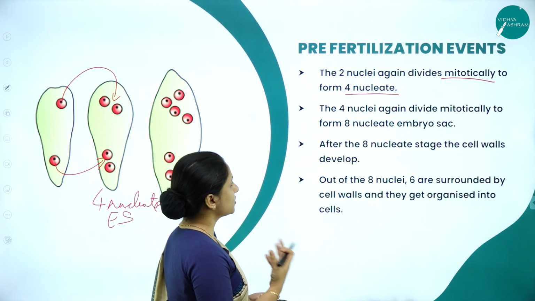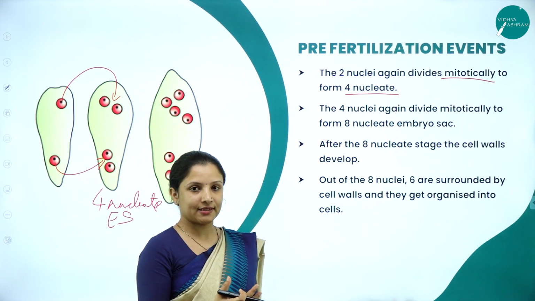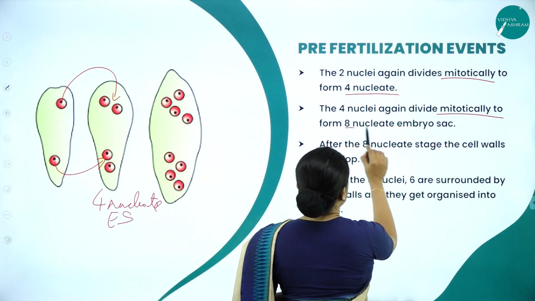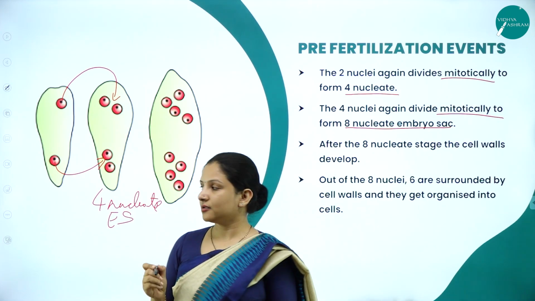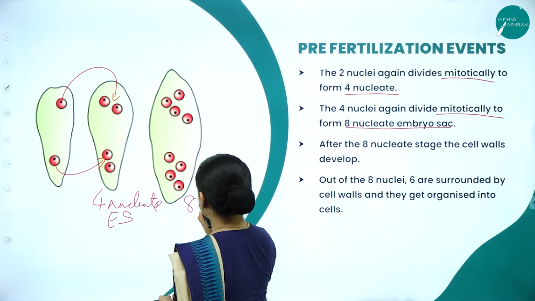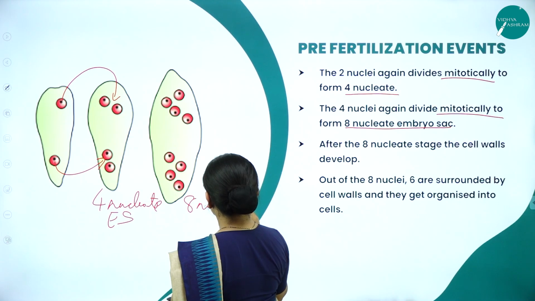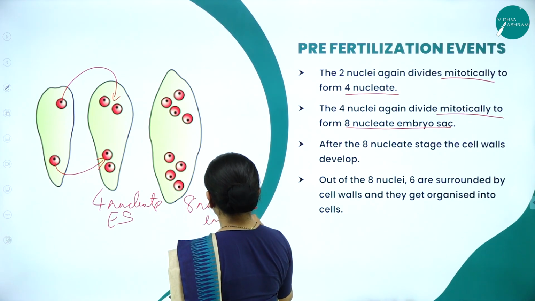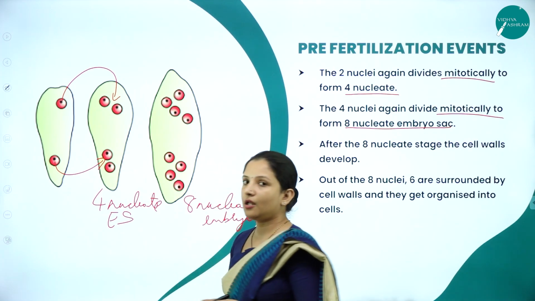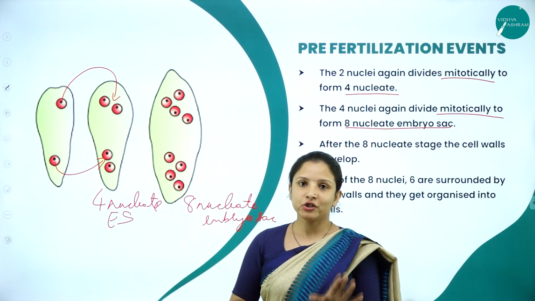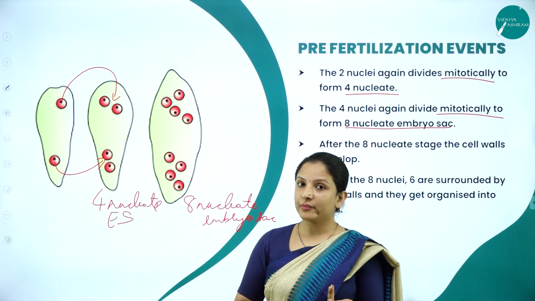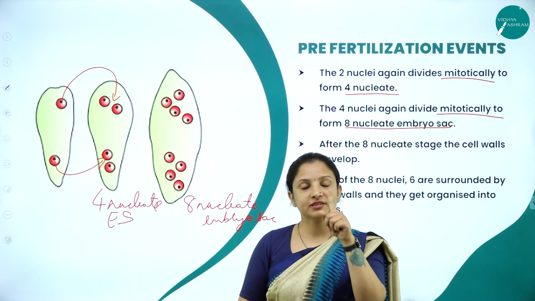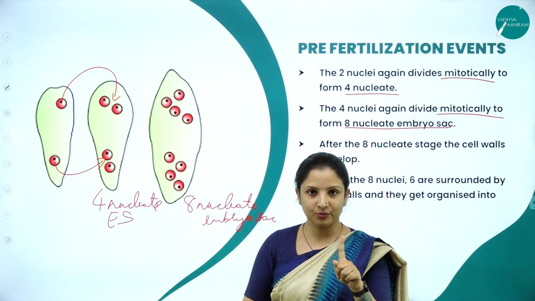Now again those four nuclei will divide mitotically to form the eight-nucleate embryo sac. Now here eight nuclei are there. So therefore, how many cells can it form? Eight cells, right? Why eight cells? Because in each cell one nucleus has to be there.